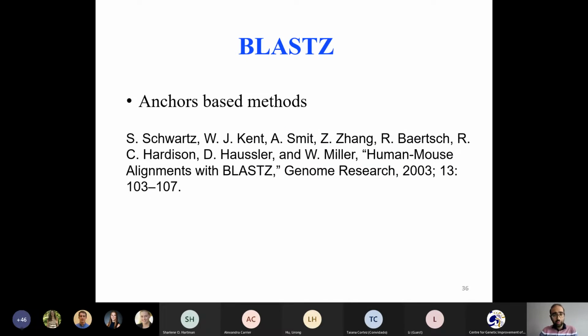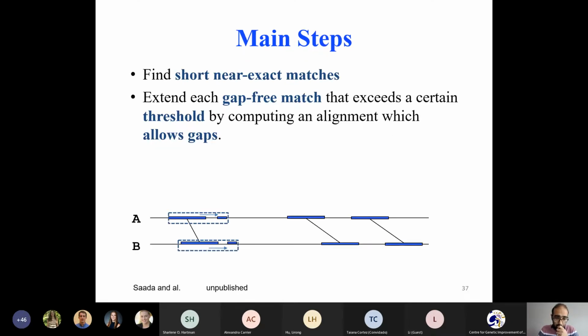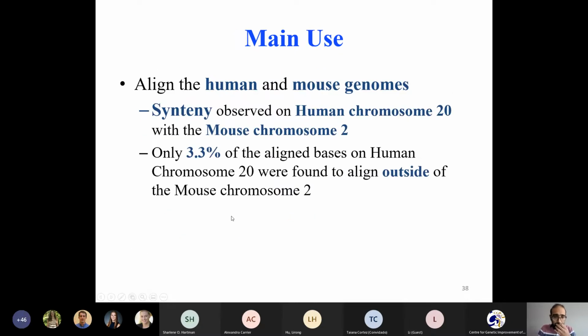There is also another algorithm called BLASTZ, and it was made in 2003. The main difference of this algorithm compared to the other is that if we have two exact matches between the genomes and the gap is lower than the user input parameter k, they can be merged together. The main use of this algorithm is to align the human and mouse genomes.